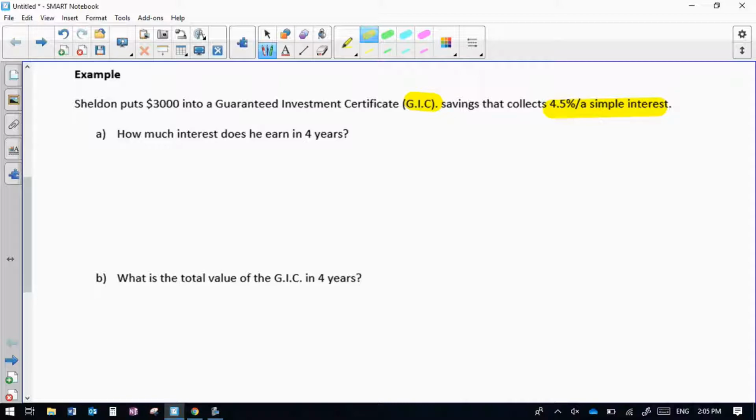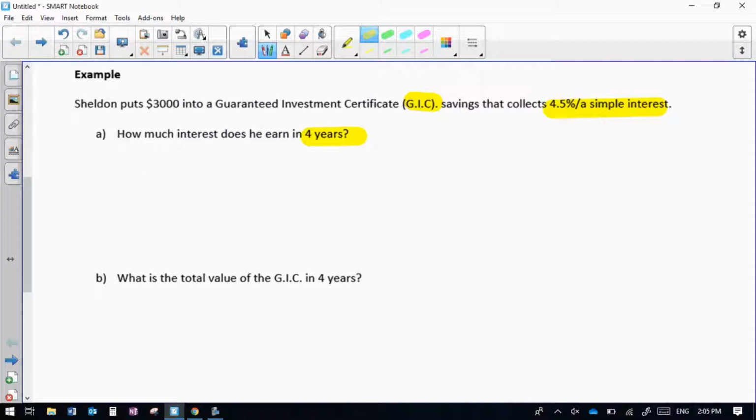Usually the trade-off between a Guaranteed Investment Certificate and just a regular savings account is that the GIC will usually offer a higher interest rate, with the trade-off being you actually can't access your money. So, for example, if Sheldon bought this GIC, it might be a 4-year GIC, in which case he can't touch his money for 4 years.